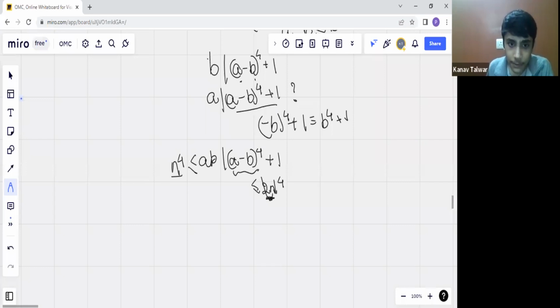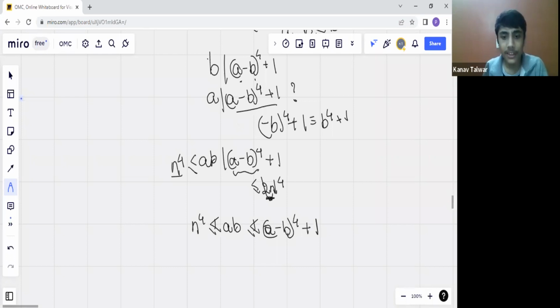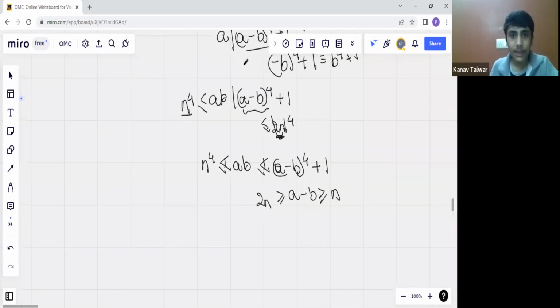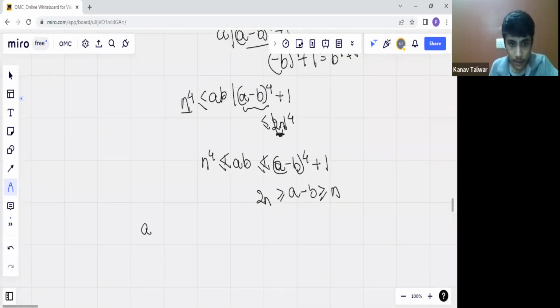So what I'm trying to say first of all is that we have n to the 4 is at most AB, is at most (A minus B) to the 4 plus 1. So A minus B is at least n, and we know that this is at most 2n. So (A minus B) to the 4 plus 1.